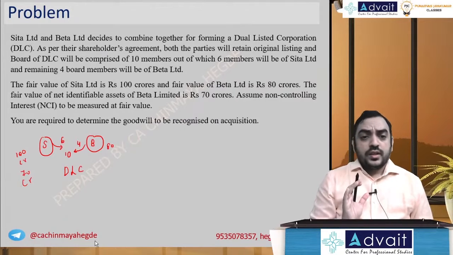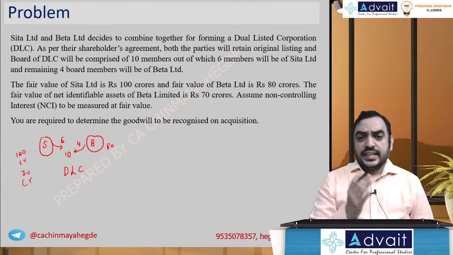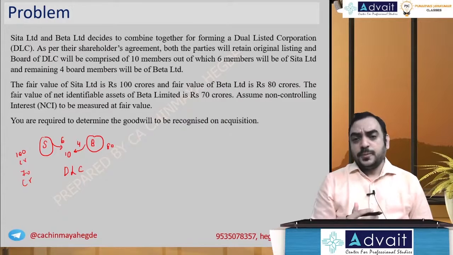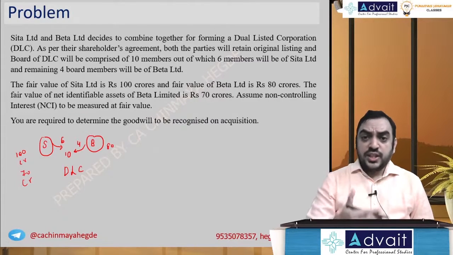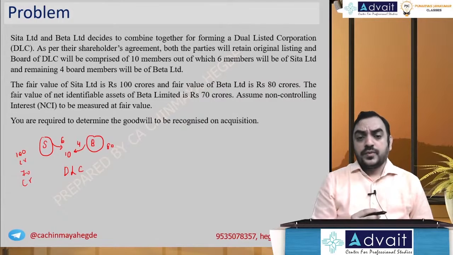Now, even though the two companies S and B have formed DLC, DLC is the new company which is being formed. They should not be called the acquirer. They are the legal acquirer, but they are not the accounting acquirer.